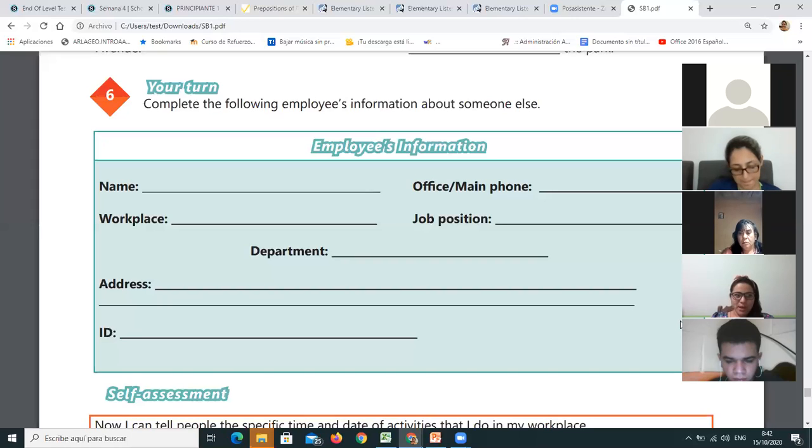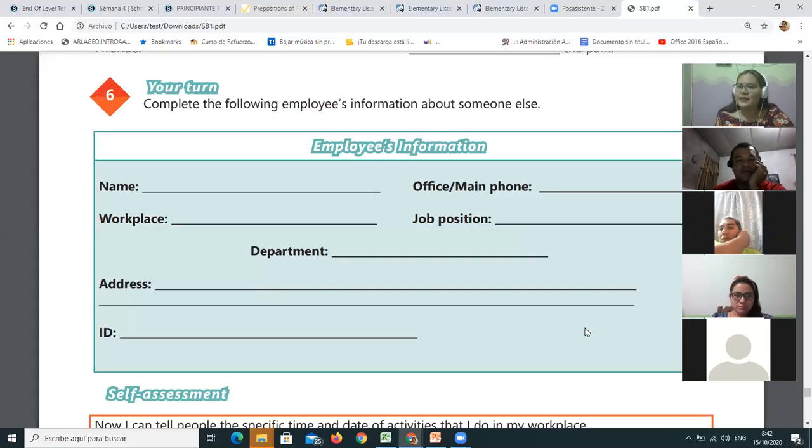Where is your workplace? I work in Torre Cuatro. Okay. What is your job position? My job position is an auditor. Okay. What is the department? Financing and accounting. Okay, thank you. Can you tell me your address, please?